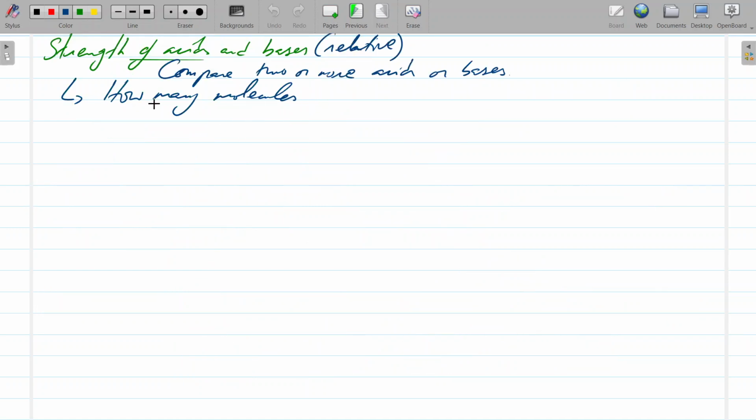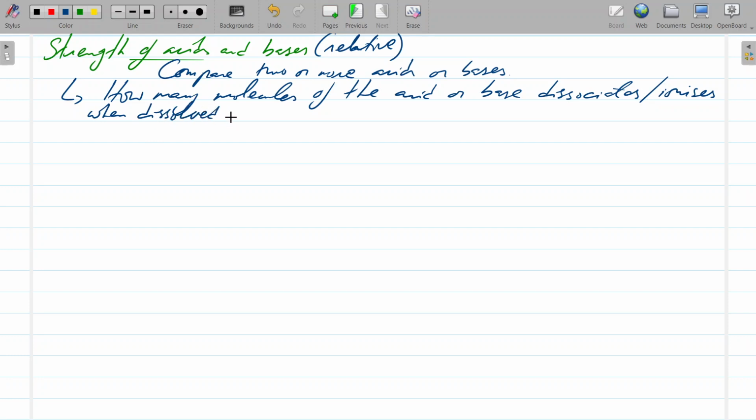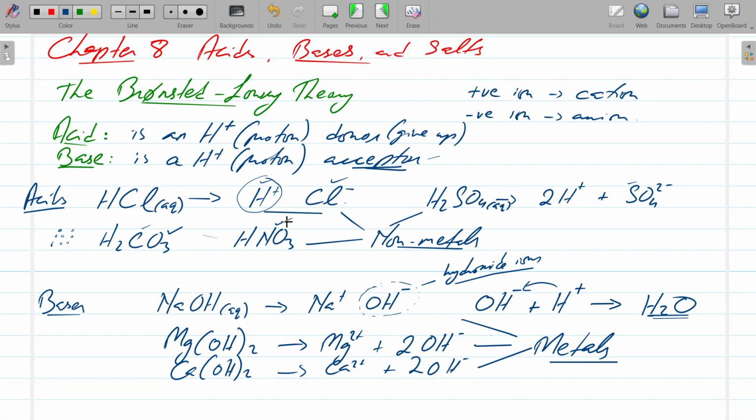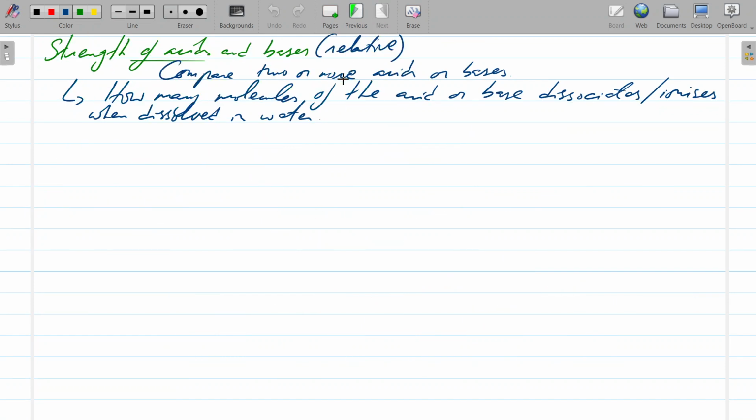Okay, so what you're going to look at is how many molecules of the acid or base dissociates or ionizes when dissolved in water. What does that mean? Meaning, will this happen when you put it into water?